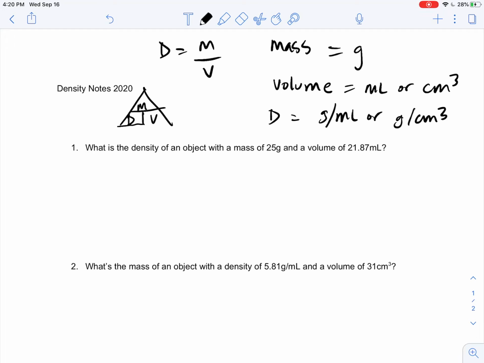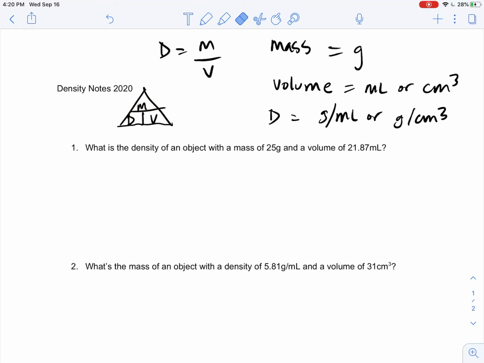You want to solve for volume? Well, you cover volume, and then you have mass over density. So volume equals mass over density. You want to solve for mass? Well, then you cover it up, and you've got density times volume because they're near each other. Highlighting is my version of covering it up for right now, so please bear with me.